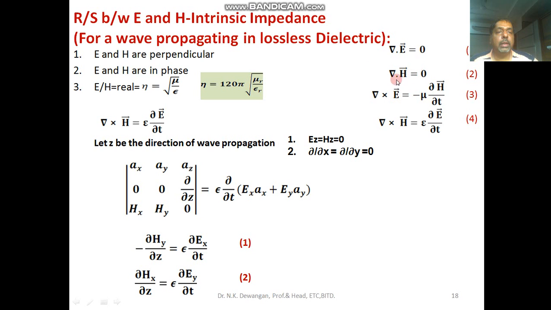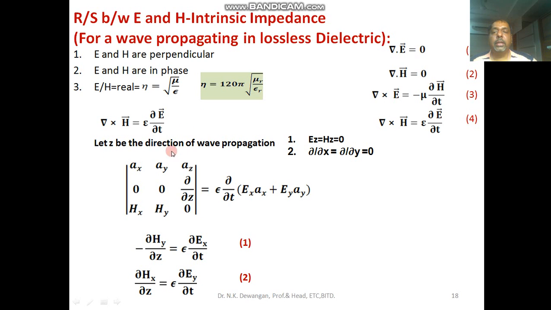We are writing Maxwell's equations here, first, second, third, fourth, in a lossless dielectric. Whenever we want to see the relationship between E and H, we take either equation number 3 or equation number 4. So I am taking here equation number 4, that is curl of H equals epsilon del E by del t. This is the modified Ampere's law in a lossless dielectric.